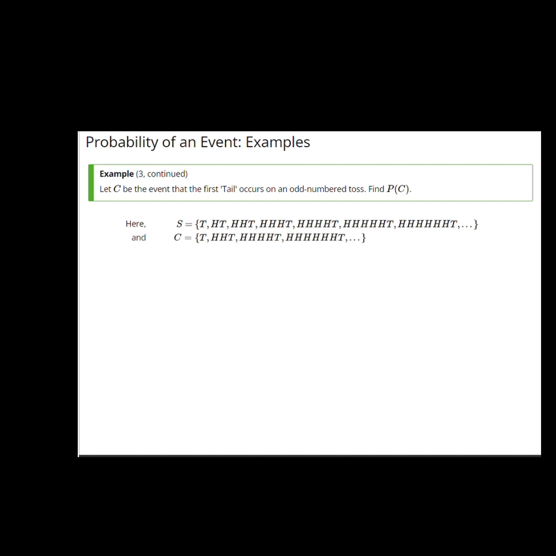However, the event C is a subset of this, consisting of tails on the first toss, 2 heads and a tail on the third, 4 heads and a tail on the fifth toss, and so on. And so the probability of this event C is the sum of the probabilities of all of the points in C: 1/2, the probability of HHT, which is 1/8, the probability of HHHHT, which is 1/2 to the fifth, and so on. And that's an infinite sequence whose sum is equal to 2/3.